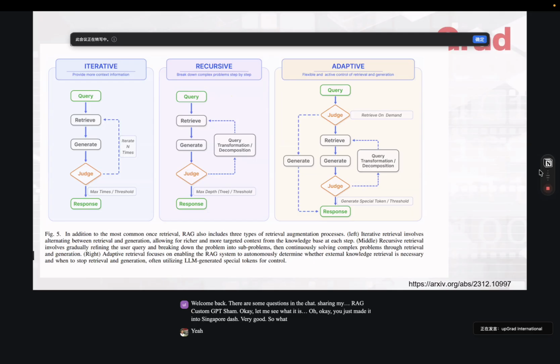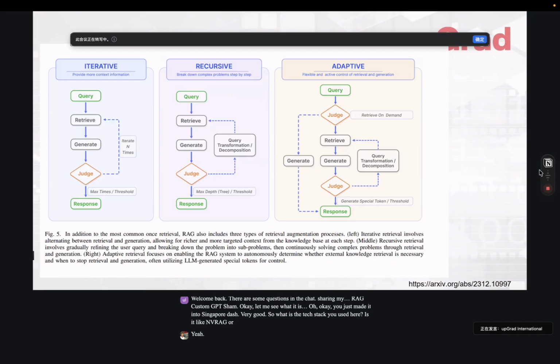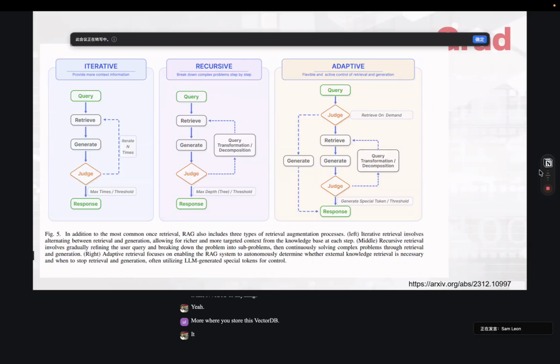What is the tech stack you've used here? Is it like naive RAG or anything more, where you stored this vector DB? It's in the OpenAI custom GPT.